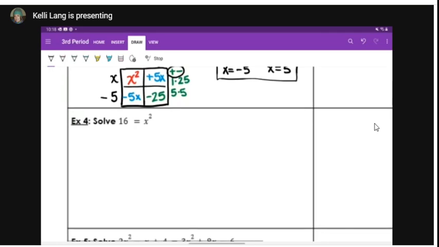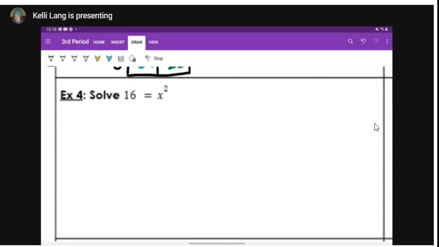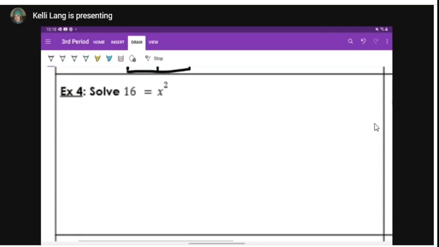In example 4, this problem might look simpler than it really is. So this is a quadratic equation. It starts with an x squared. X squared equations are quadratic, so we can solve this the same way we've solved all the other examples so far, starting with getting it into standard form equals 0. Standard form equals 0 means we have to get a 0 on one side.